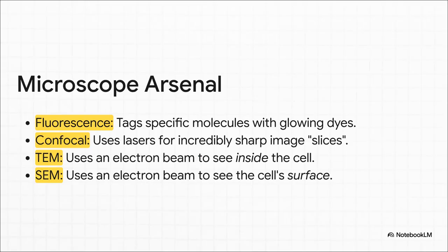But that was just the start. The technology exploded from there. We got fluorescence microscopy, which lets you tag a single protein with what's basically a tiny glow stick so you can track it moving around. Then came confocal microscopy, which uses lasers to scan the cell and build these stunningly sharp 3D images, one super thin slice at a time. And to go even smaller, we had to ditch light altogether and start using beams of electrons. That's how we get TEM to see inside the cell and SEM to see its surface in breathtaking 3D detail.